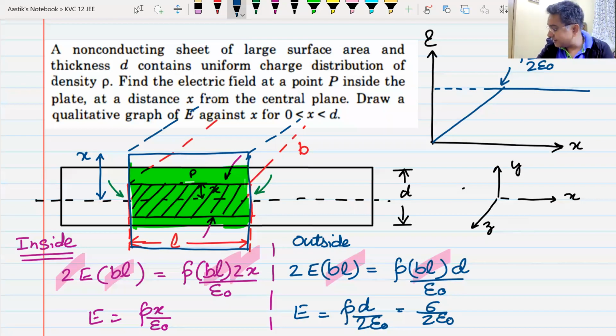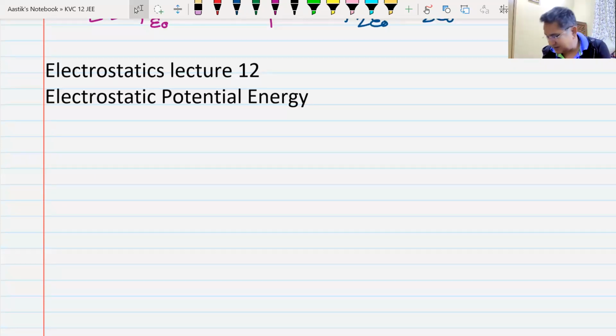Let us move ahead and move on to the next topic, which is electrostatic potential energy. We have dealt with one type of potential energy before, I think. That was gravitational potential energy. Yes or no? Do we remember anything about that? Yes, sir.